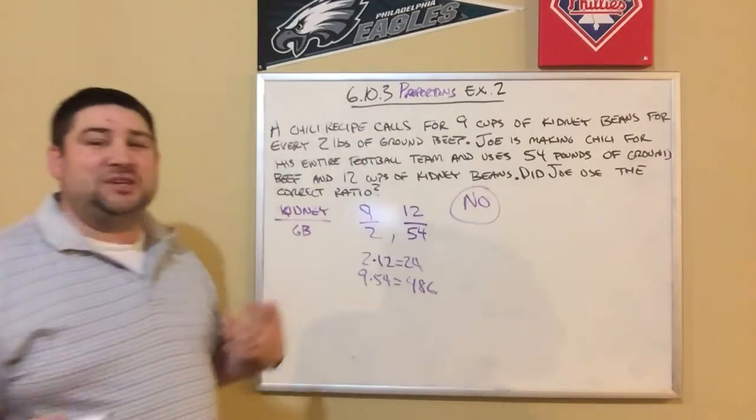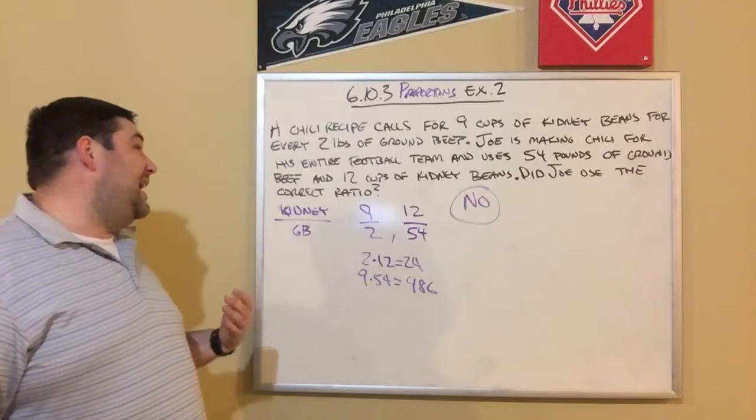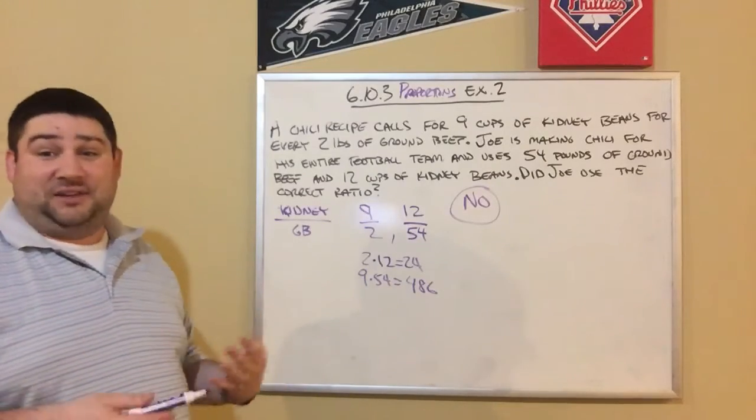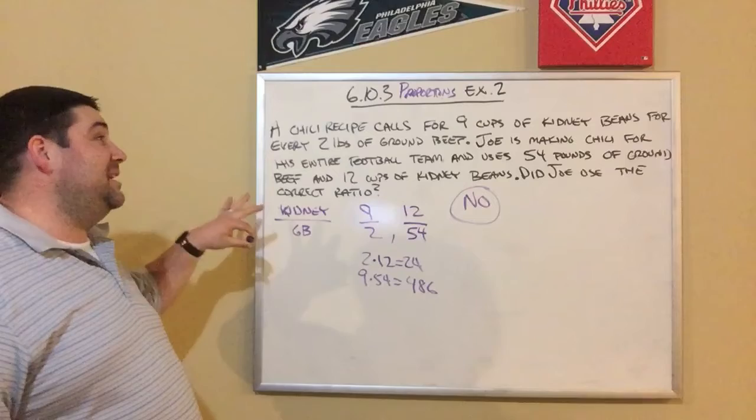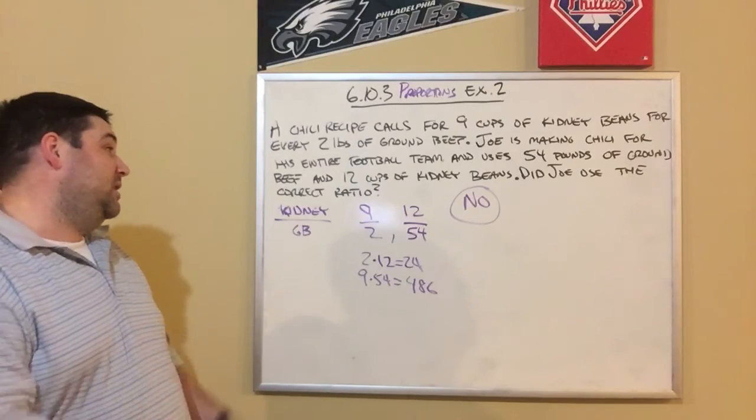Joe did not use the correct ratio. He's going to have way too much ground beef and not enough kidney beans. So that's example 2 on proportions.